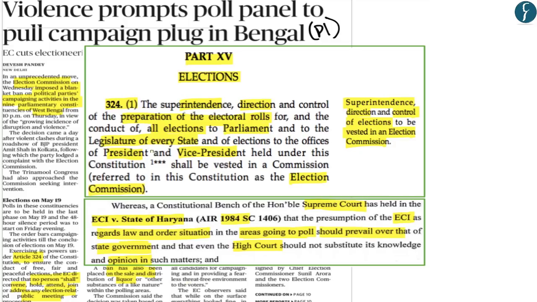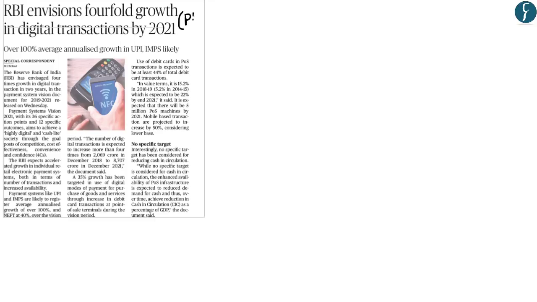But hopefully you've understood about Article 324 and the Election Commission of India versus State of Haryana case of 1984. And so now with this, let us move on to the next article. Now we have taken this article from page 13. What this article highlights is that the Reserve Bank of India has released a vision document with regards to payment systems for 2019 till 2021.